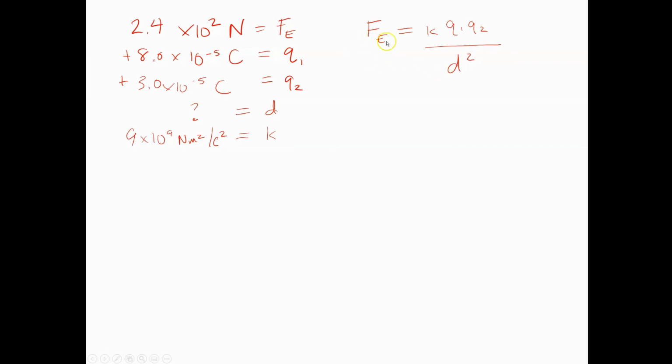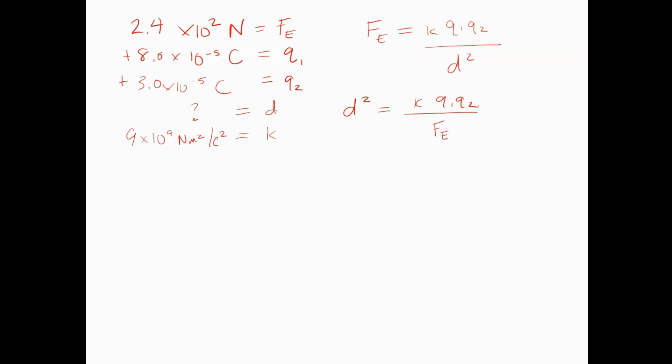Now, notice distance and electric force. Tell your neighbor how they're related. Inversely, inversely. So to rewrite this in terms of solving for the distance squared, we know that force and distance squared are inversely related. So I can just flip those two. And my numerator will stay the same.